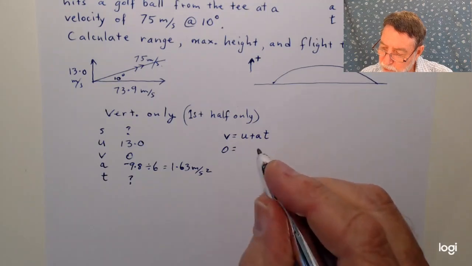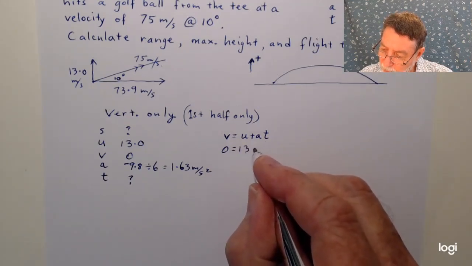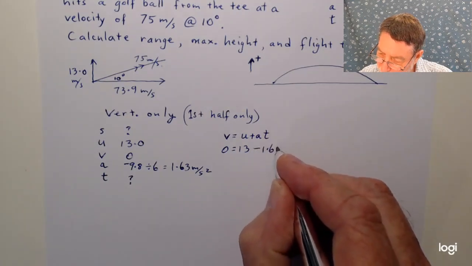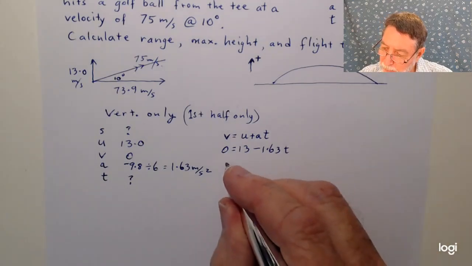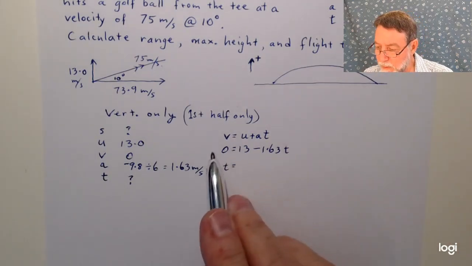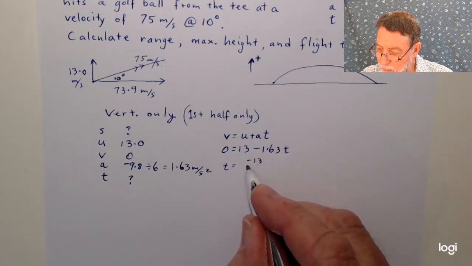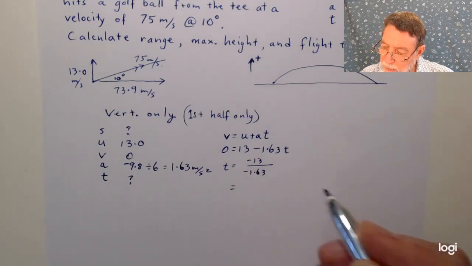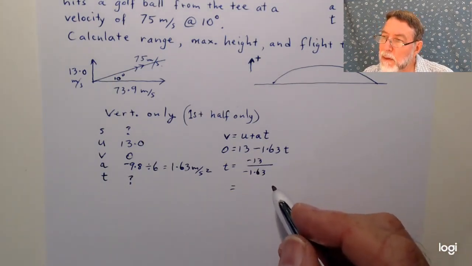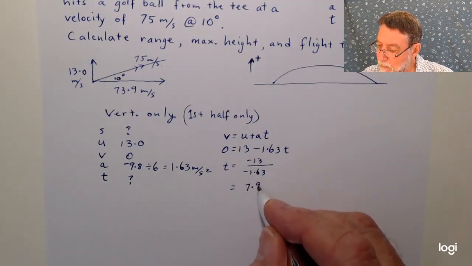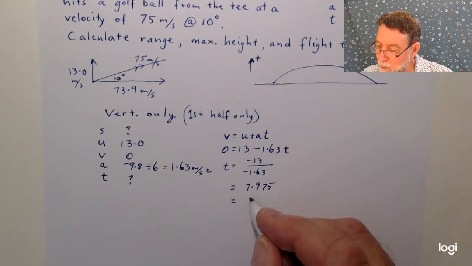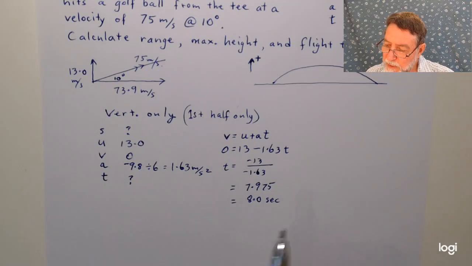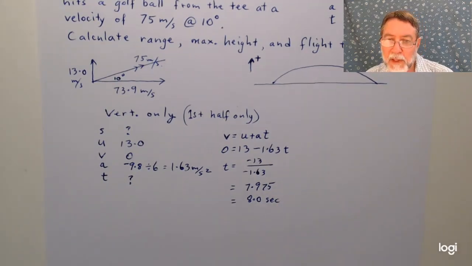0, substituting in now, 13, it's going to be plus a negative 1.63 times what I'm looking for. So time, I'll put this over the other side, I'm going to get negative 13 divided by negative 1.63, which is the strength of gravity, and I'm going to get a bunch of decimals. I'm going to call that 8.0 seconds as the time to get to the top of the flight.